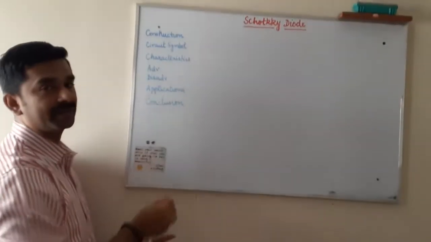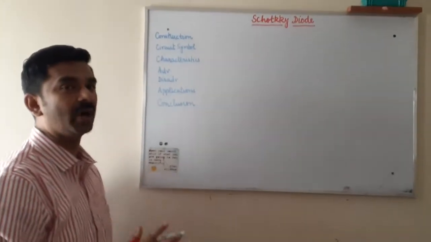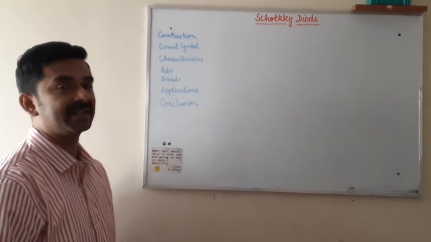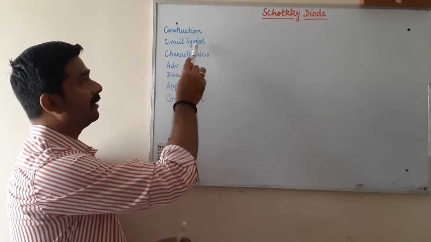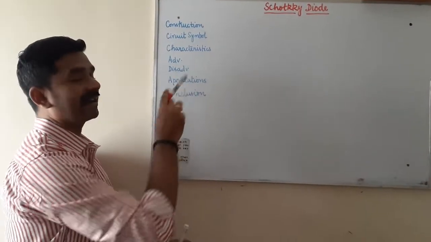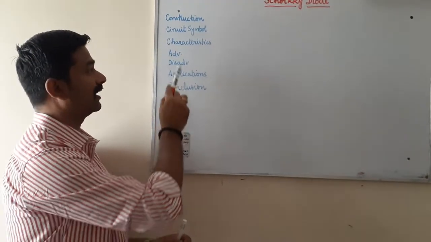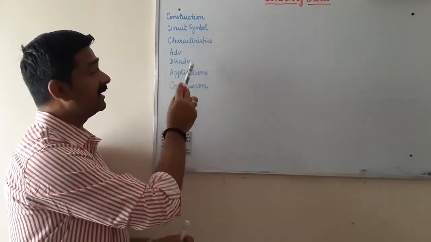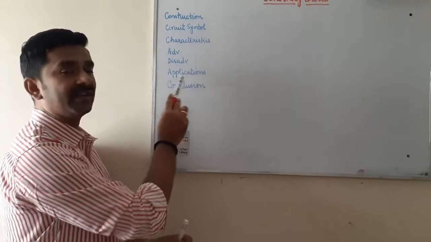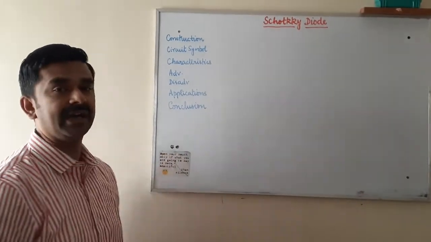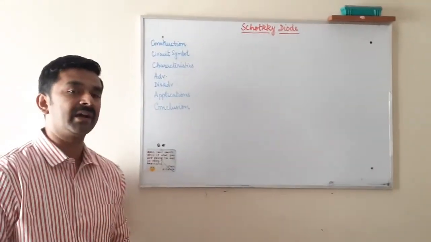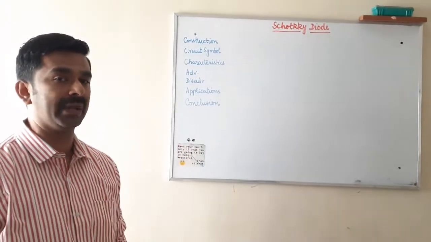We'll start with the construction of Schottky Diode and we'll try to understand how it is going to be different in construction when you compare it with other diodes. Then we'll move on to the circuit symbol. We will try to understand the characteristics of Schottky Diode, advantage of it, disadvantage of it. We will list a few applications and we'll end the session by giving some concluding remarks.